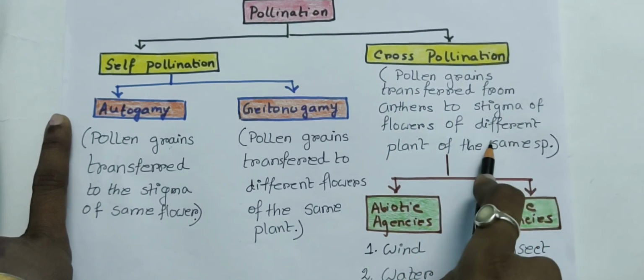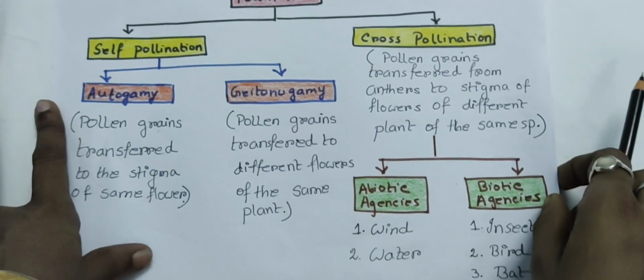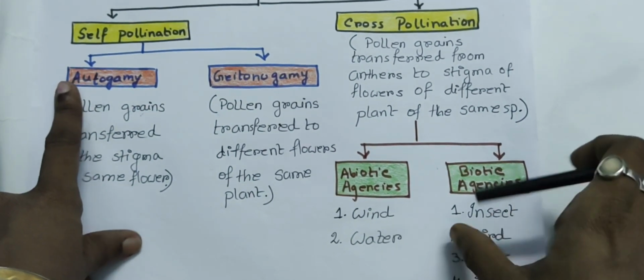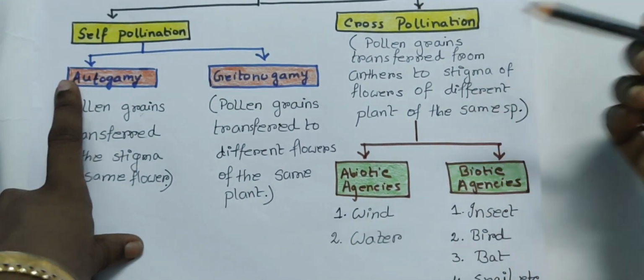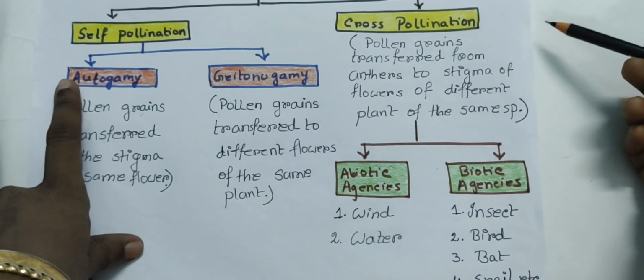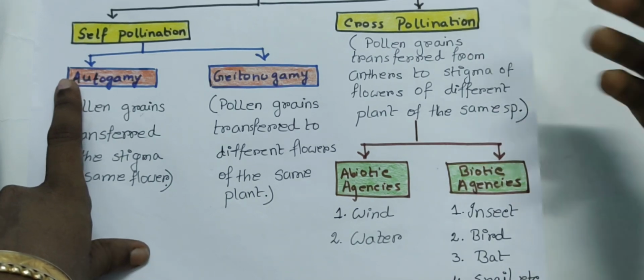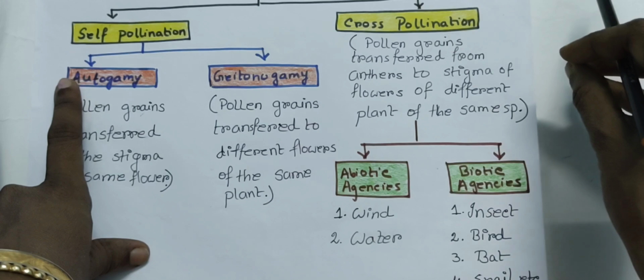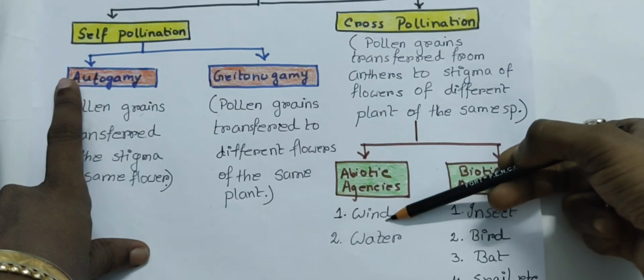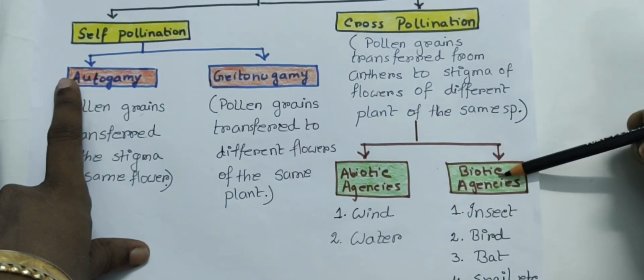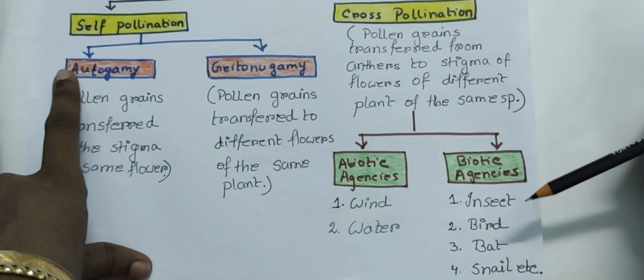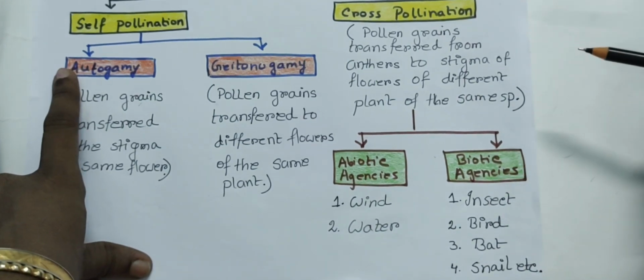Pollen grains are transferred from anther to the stigma of flowers of a different plant of the same species. Species is the same here. But cross pollination needs some agencies. As they transfer their pollen grain to another plant, there must be some agent that transfers that pollen grain to another flower. So there are some abiotic agencies like wind, water, and some biotic agencies: insects, birds, bat, snail.